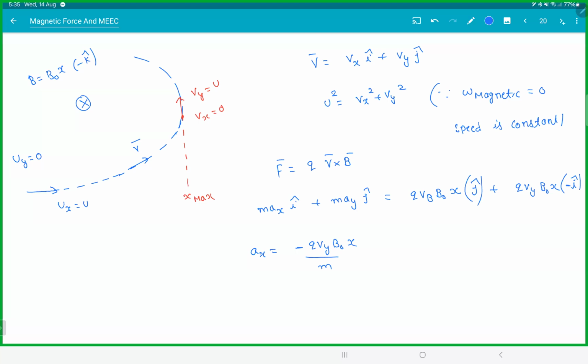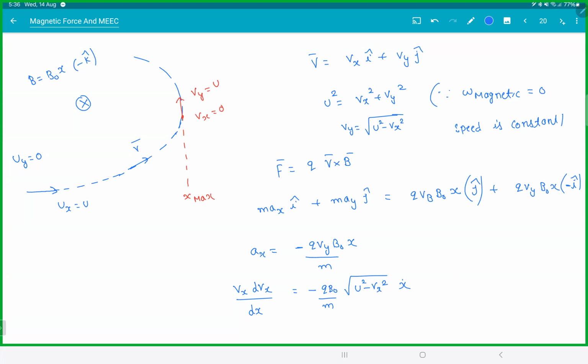So this I can write as Vx dVx by dx. Because I want to find the x coordinate, my integration should be in terms of x. This is minus qB naught by m. What is Vy? Vy is root over u square minus Vx square, into x. So I substituted Vy from here. I'm trying to get everything in terms of Vx and the x coordinate. If I integrate this, I'll just show it in the next page, but have a look at this. If you got till here, it is over. Now it is only math.